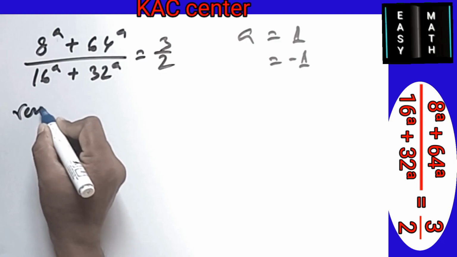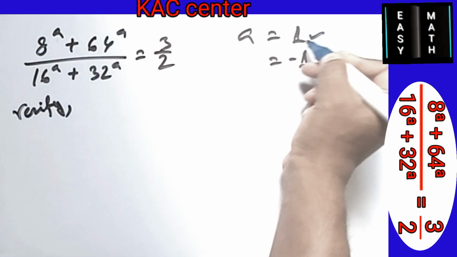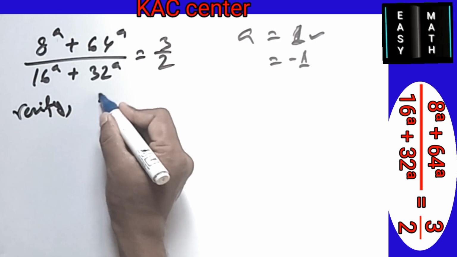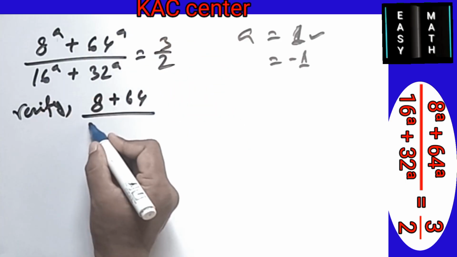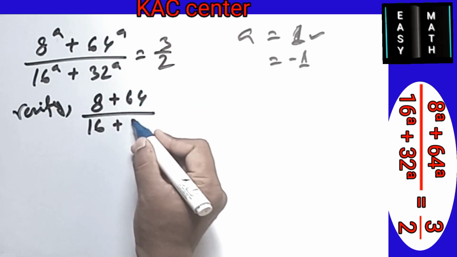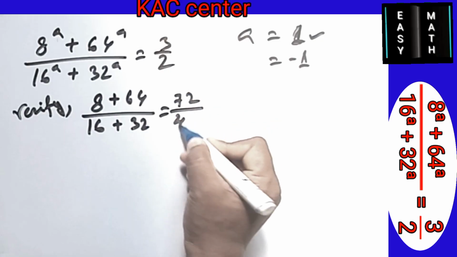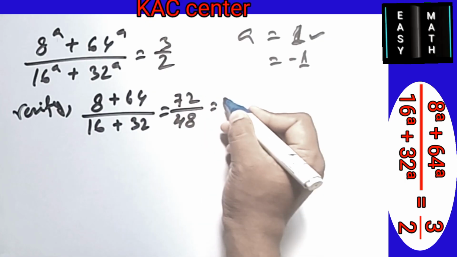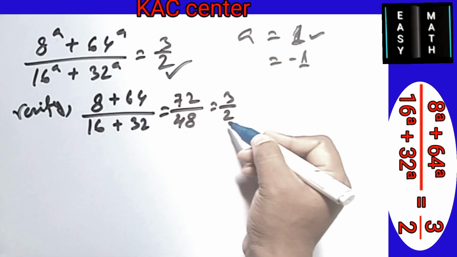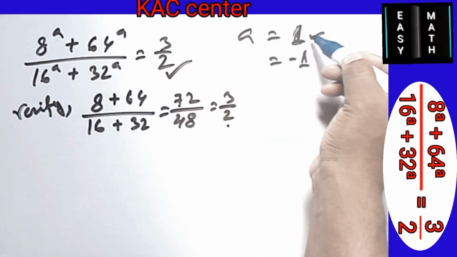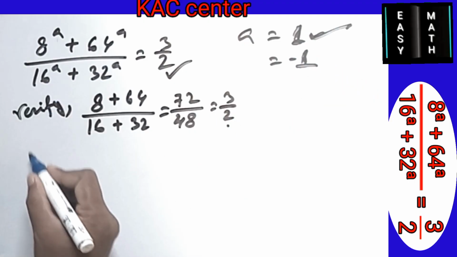So let us verify. First a is 1. So there is 8, this is 1, and this is 1, and this is 1, so there is 7. This is 8, so cut this, 24, so there is the 3, and 24 is 2. So this is verified. So a value is 1 is right. And a value is minus 1, this is verified. So a value is minus 1.